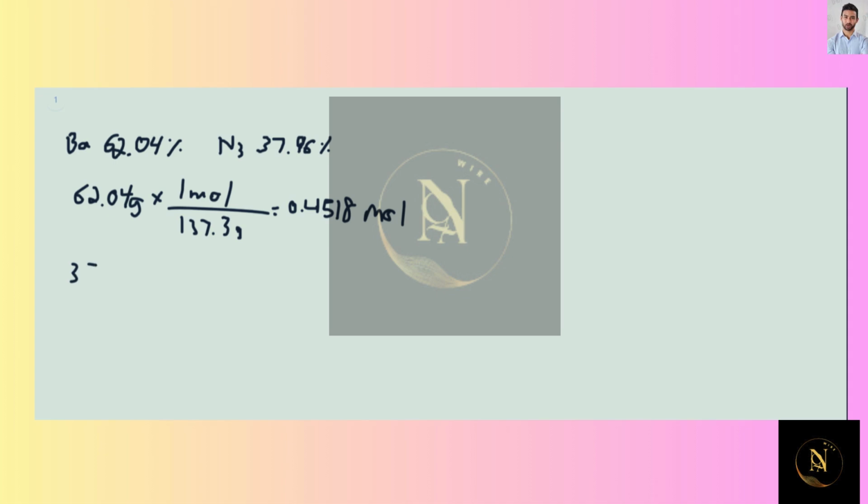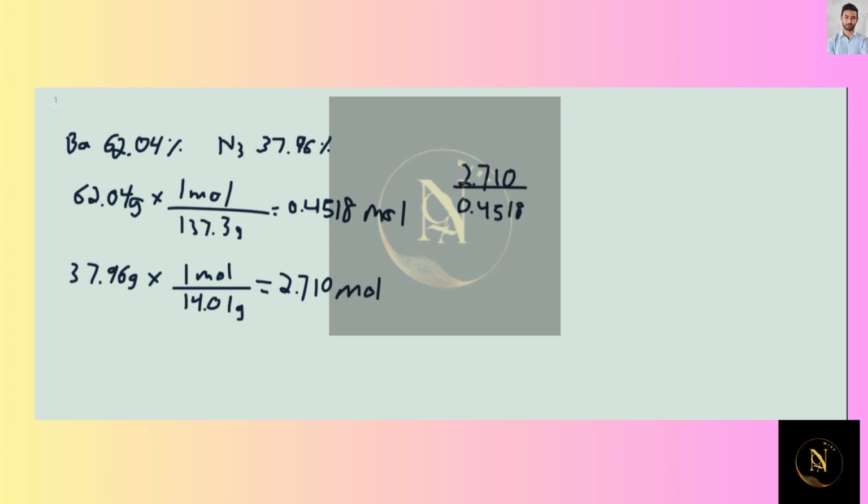And for azide, 37.96 grams. We can look up the molecular weight of nitrogen. It's going to be 14.01 grams per mole. That's going to equal 2.710 moles of nitrogen. So then we divide this, 2.710 over 0.4158. That's approximately going to be equal to 6.